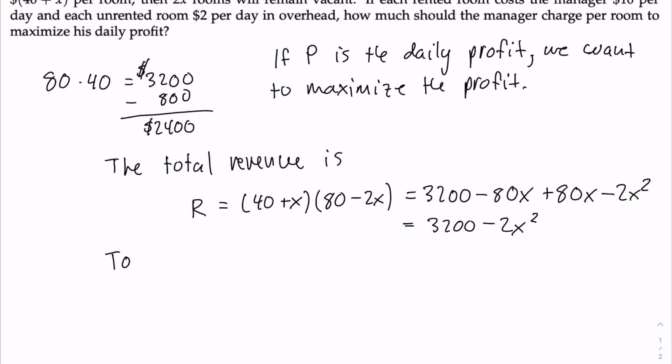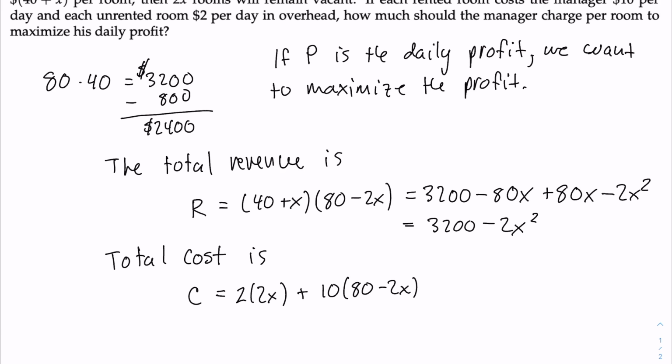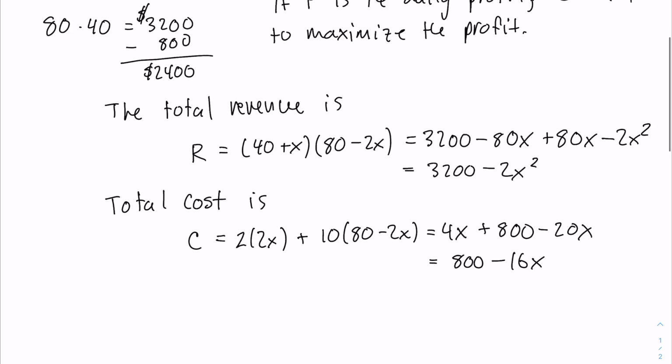So what about total cost then? The total cost, I'm going to call that C, is, well, they said it's $2 for each unrented room, so it's 2 times 2X, plus $10 for every rented room, and that's 80 minus 2X. So that gives us 4X plus 800 minus 20X, which equals 800 minus 16X. Good. So now we can combine these two.